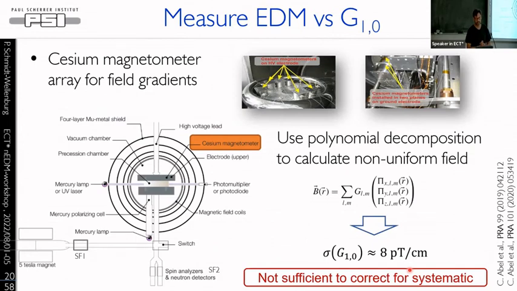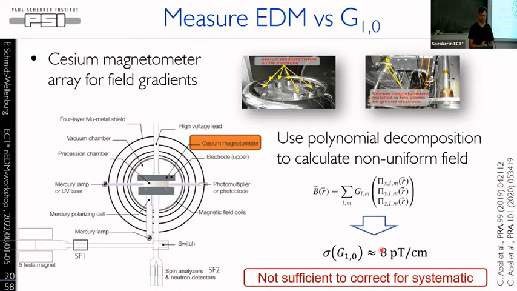And the way we wanted to go was to have a cesium magnetometer array with many, many cesiums up here, which measure the field, and you can extract a gradient by doing something which we call a polynomial decomposition. I'll come to that later. However, one prerequisite for this to work is that all the cesiums are accurate, and accurate enough that essentially they measure the same field if you exchange them. And this is very, very difficult to achieve, and we didn't accomplish it here. And so we only accomplished an accuracy of 8 picotesla per centimeter. So that's more than a factor 2 worse than our statistical sensitivity. So it was impossible to use it.